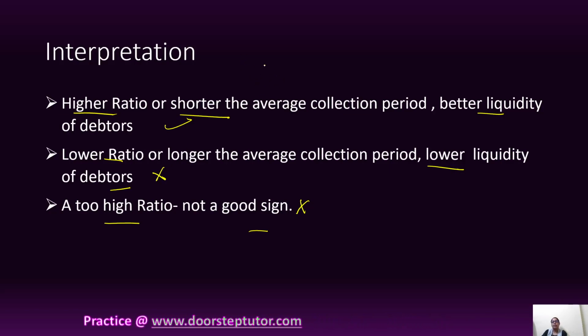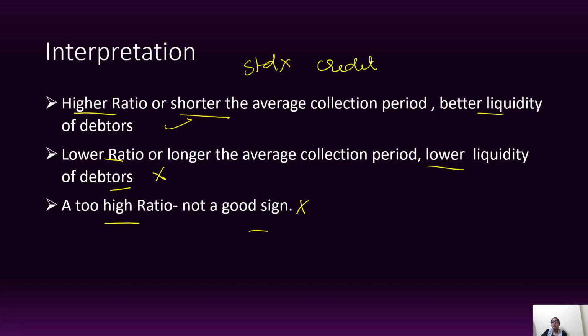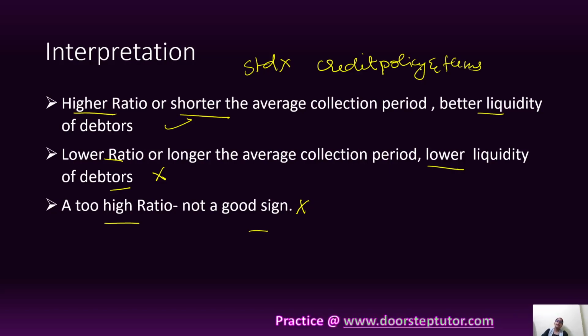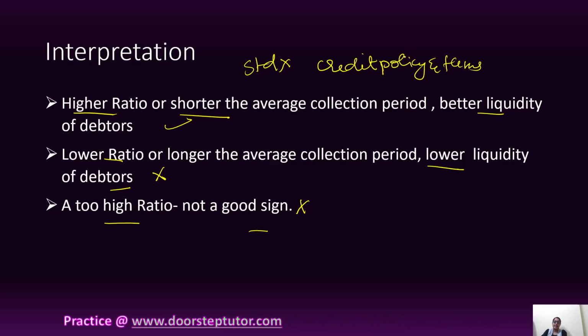Now, so as to compare the ratio, there is no certain rule of thumb or a standard ratio. The firm has to compare the ratio against its own credit terms and policy. It can also compare the ratio with the industry standards or that of the competitors and see where it stands with respect to the debt collection.